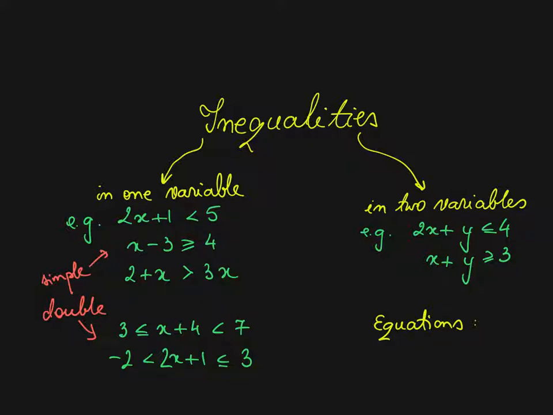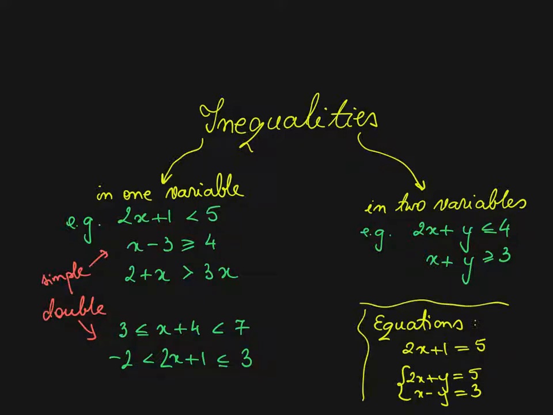So we studied equations like, for example, how to solve 2x plus 1 equals 5, find x. Or systems of equations, for example, 2x plus y equals 5, x minus y equals 3. Simultaneous equations. Equations contain an equal sign. Inequalities contain less or bigger.